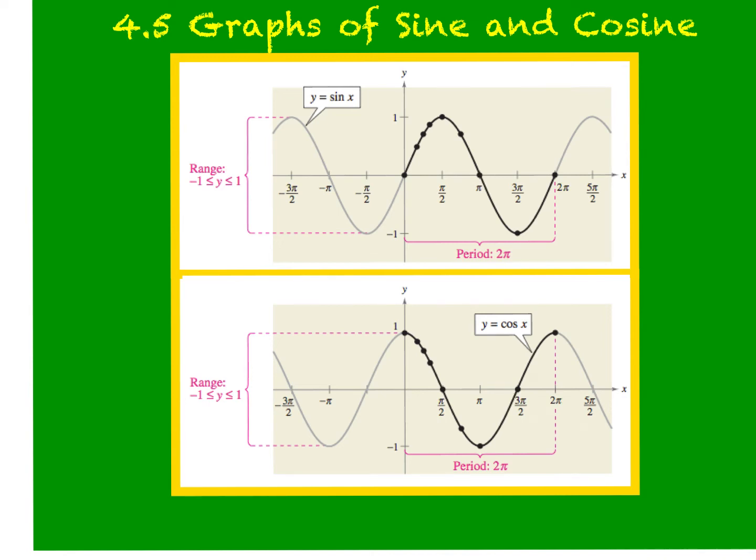4.5 graphs of sine and cosine. So what we're going to do is take our unit circle, basically, and put it on a Cartesian plane. All right? So I want you to think of your unit circle. You got it? All right. So the first thing we're going to do is graph sine.